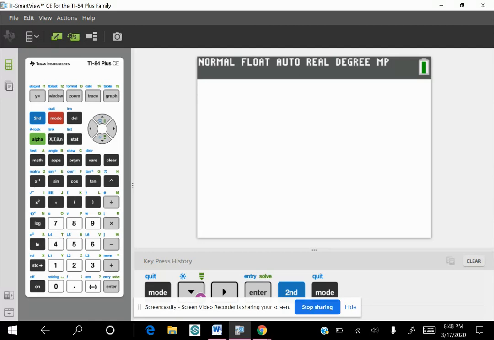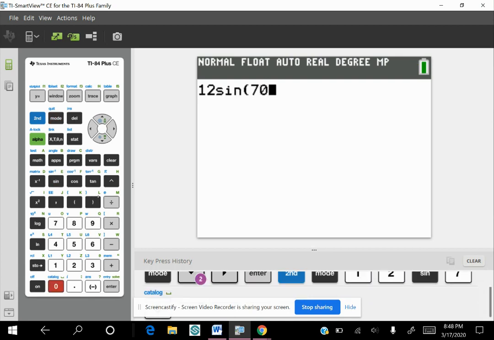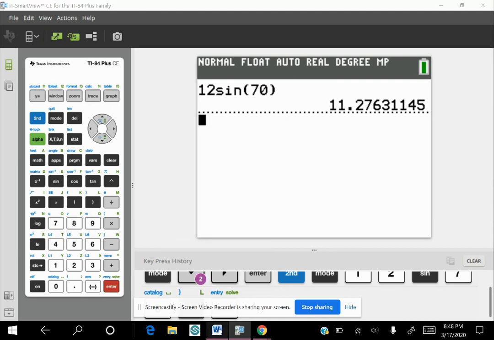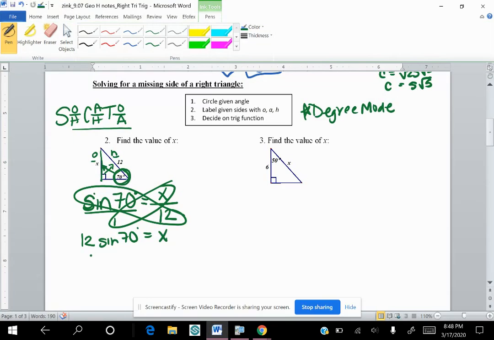Now that I'm in my calculator, I'm going to type in what I had, which was 12 times the sine of 70. If you don't change it to degree mode, though, you will get the wrong answer because it will be in radians. And then you're going to write out that entire decimal on your paper. So x is approximately 11.2763145. And this doesn't say to round, so we're actually just going to leave it just like that. All right, let's do number 3. So first thing I'm going to do is circle my given angle.